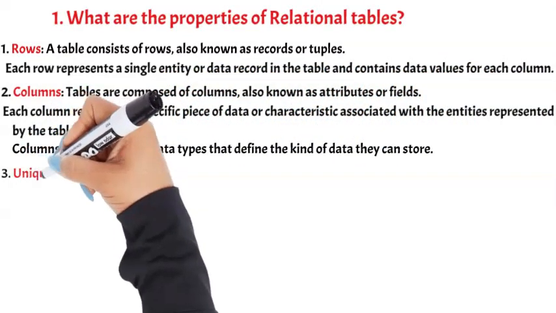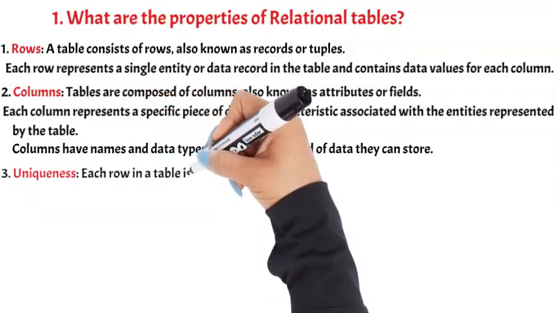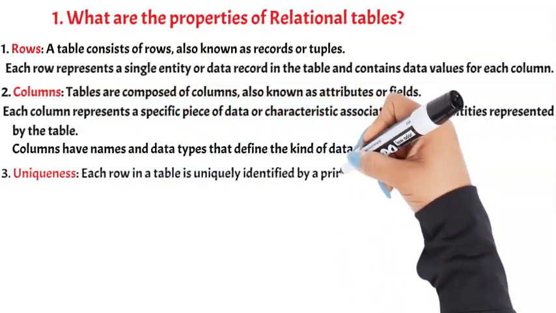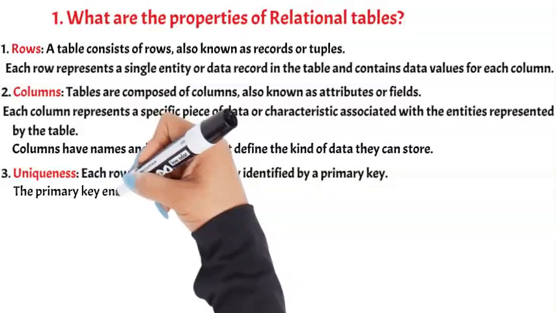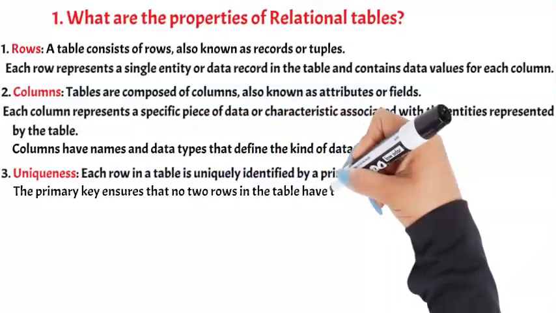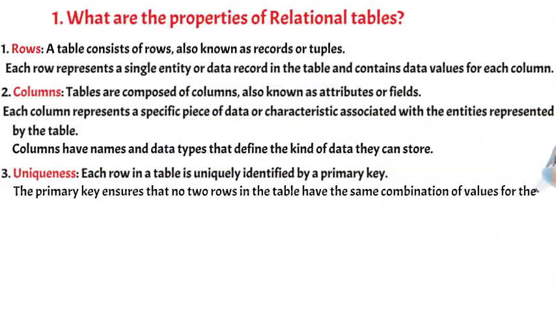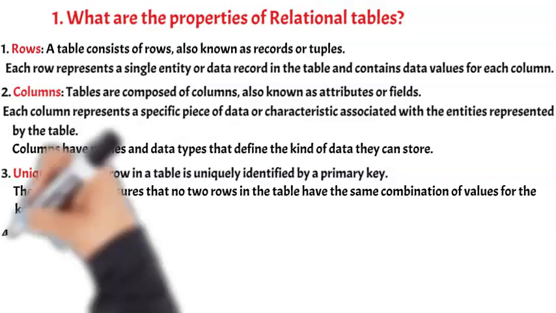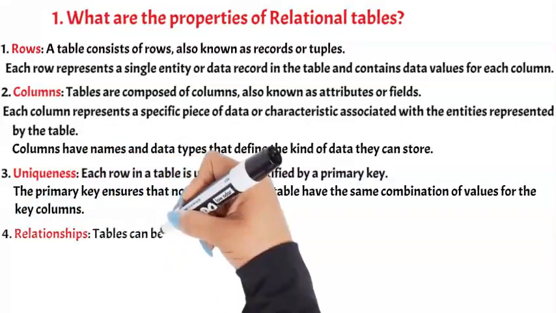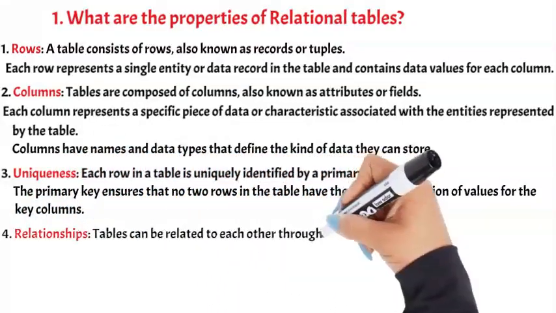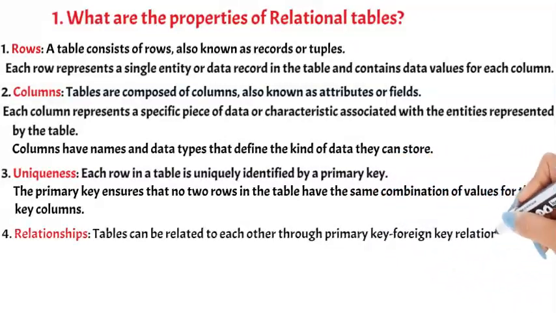3. Uniqueness. Each row in a table is uniquely identified by a primary key. The primary key ensures that no two rows in the table have the same combination of values for the key columns. 4. Relationships. Tables can be related to each other through primary key foreign key relationships.